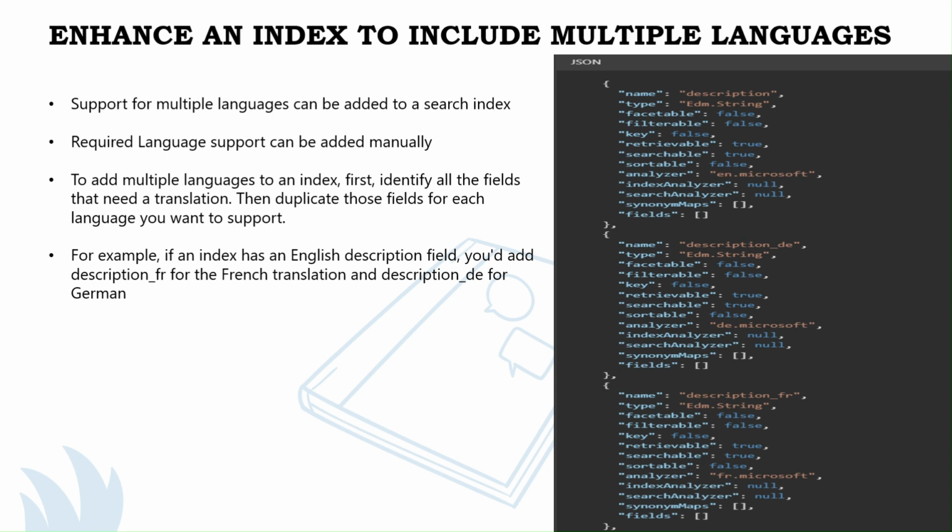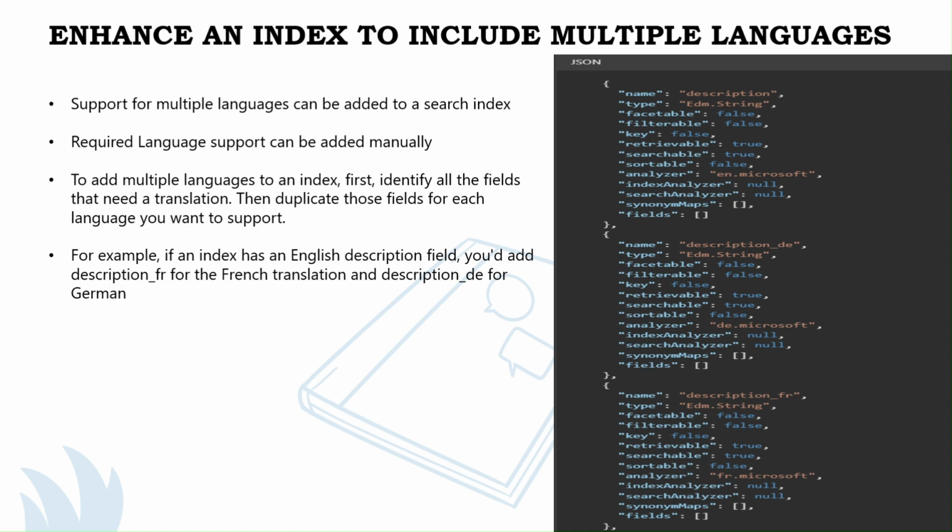All right. So now let's dive into how we can enhance an index to support multiple languages. You have a couple of options here. You can either manually add the language support by providing translations for all the text fields into the different languages you want to support, or you can use Azure AI Search to handle translations for you through an enrichment pipeline. Now let's walk through how to add fields for multiple languages in an index.